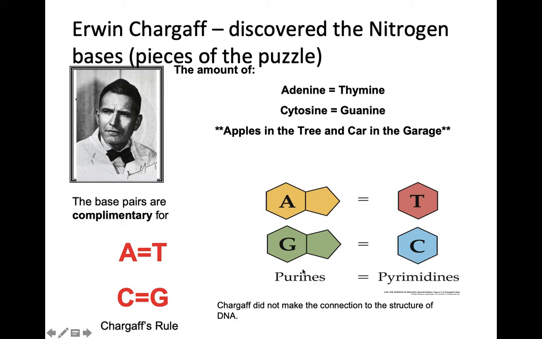So you can also say that in DNA, the number of purines is equal to the number of pyrimidines, because A's are equal to T and G's are equal to C. So we can also say that the base pairs are complementary. So that's what we now know as Chargaff's rule. And the way that I have you guys remember is apples in the tree, A is equal to T, and car in the garage, C is equal to G.